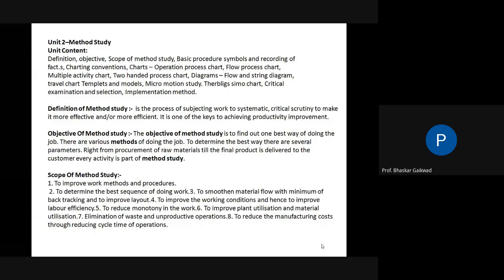This is our revision of the first chapter. Now let us go to the next chapter, that is method study. Unit number 2, method study.